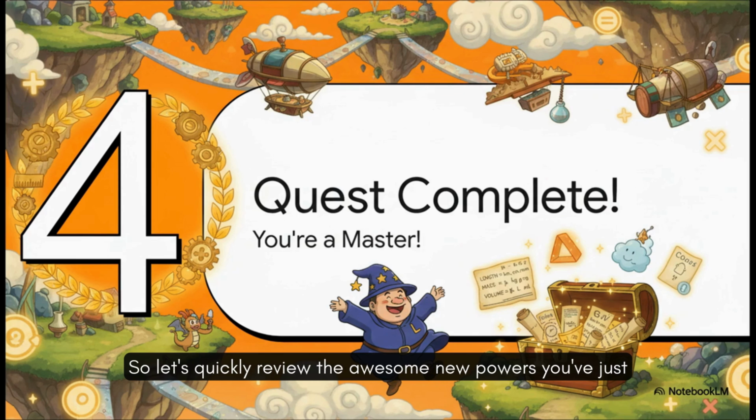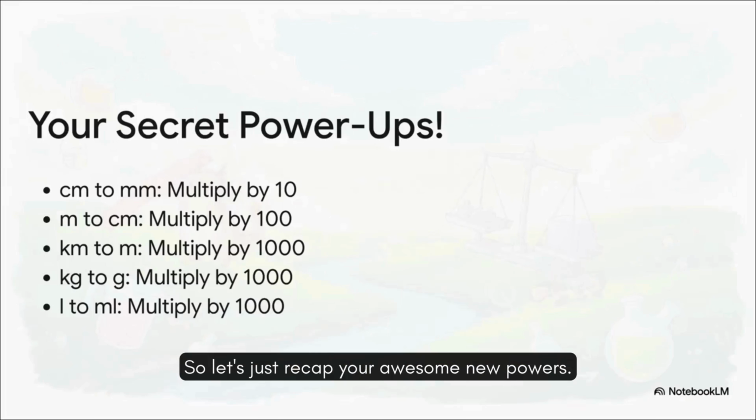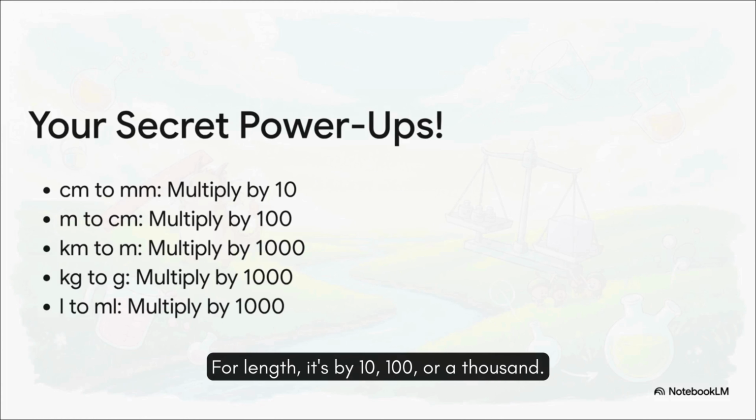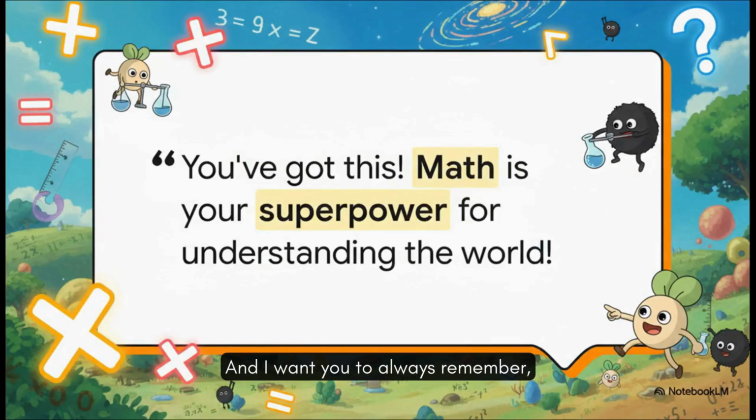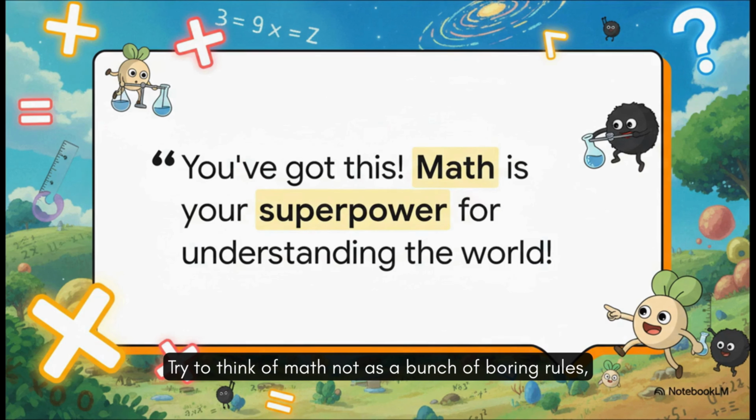So let's just recap your awesome new powers. The number one rule to remember is this. Anytime you go from a bigger unit to a smaller one, you power up and multiply. For length, it's by 10, 100, or 1,000. And for mass and volume, it's that super powerful times 1,000. These are your secret codes now. They'll help you solve any conversion problem. And I want you to always remember, you've absolutely got this. Try to think of math not as a bunch of boring rules, but as your own personal superpower for understanding this incredible world we live in.